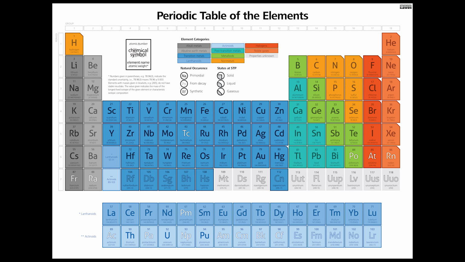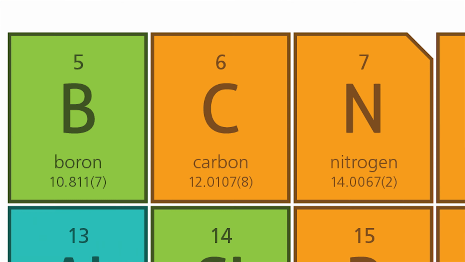When looking at the individual box that each element is contained in, you will notice various different numbers and a letter or two. The letter in this example is C, so this tells us that the element is carbon. The atomic number is always the smaller number, which tells us the number of protons in the atom's nucleus. The larger number represents the atomic mass of the atom's most common isotope.